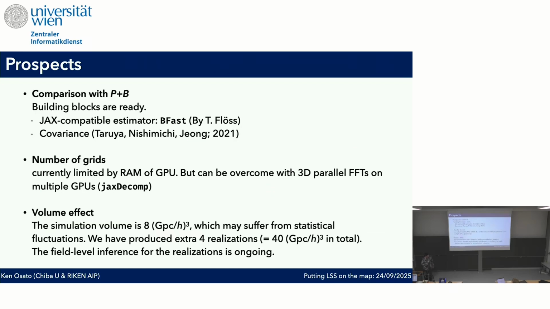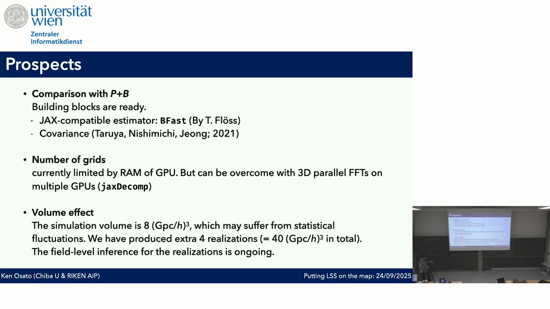Okay, this is a kind of summary, and the prospects of what we will do next. Of course, we need to compare with the P plus B analysis, which is the main topic of this workshop. The building blocks are already ready. The estimator utilizing JAX is already written by Thomas. And the covariance can also be measured with the GridSPT framework.